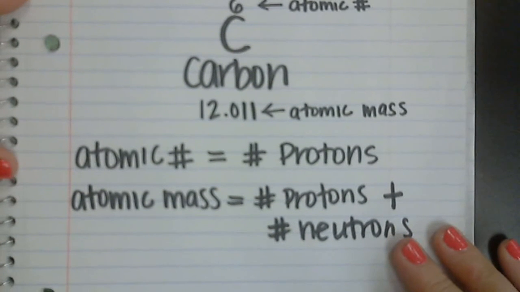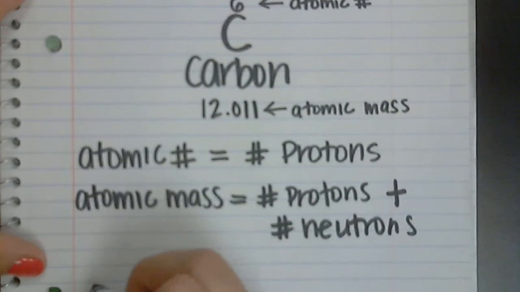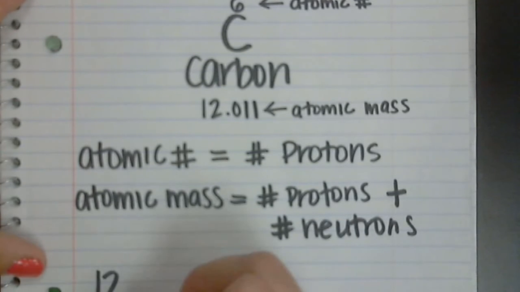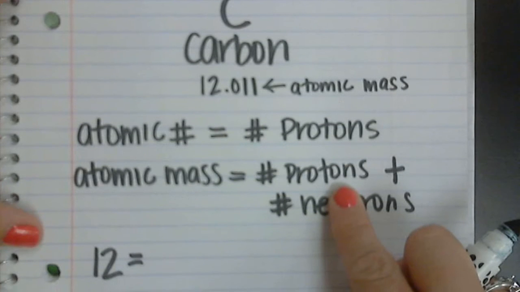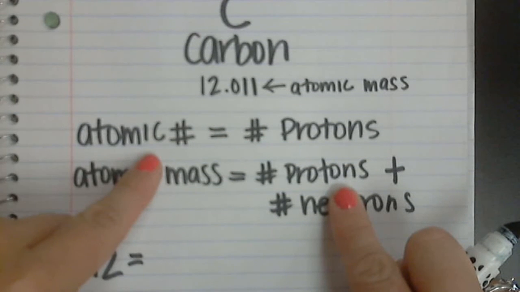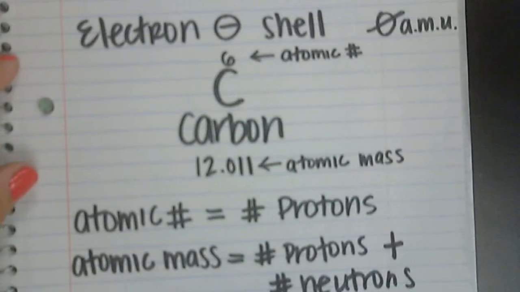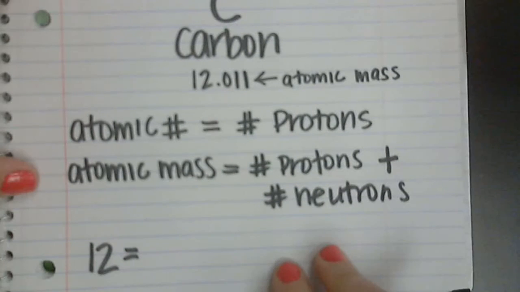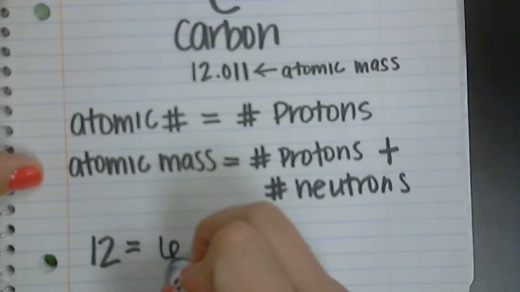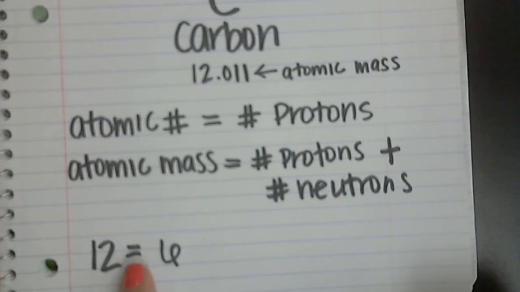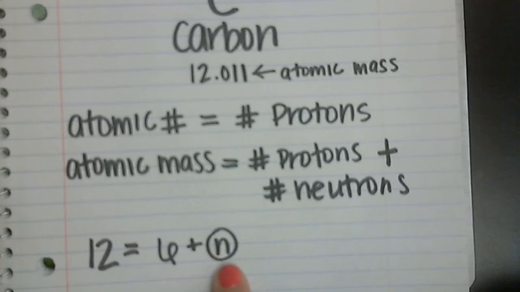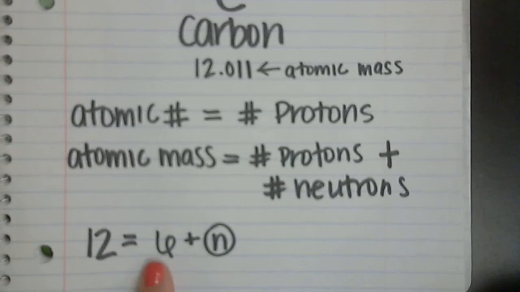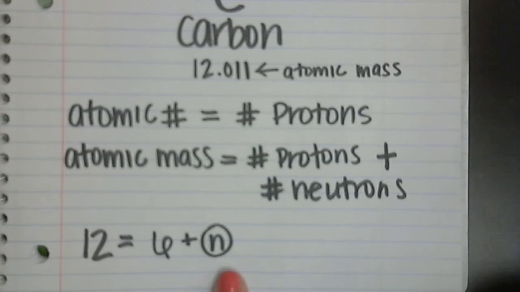Okay, so down here at the bottom of my paper, I know that my atomic mass for carbon is 12. I already know the number of protons that carbon has because I told myself that my atomic number is my number of protons. So if my atomic number is 6, I know that my number of protons is 6. So my atomic mass equals my number of protons plus my number of neutrons, and that is what I would have to solve for. So 6 plus what gives me 12? I know that my number of neutrons has to be 6.